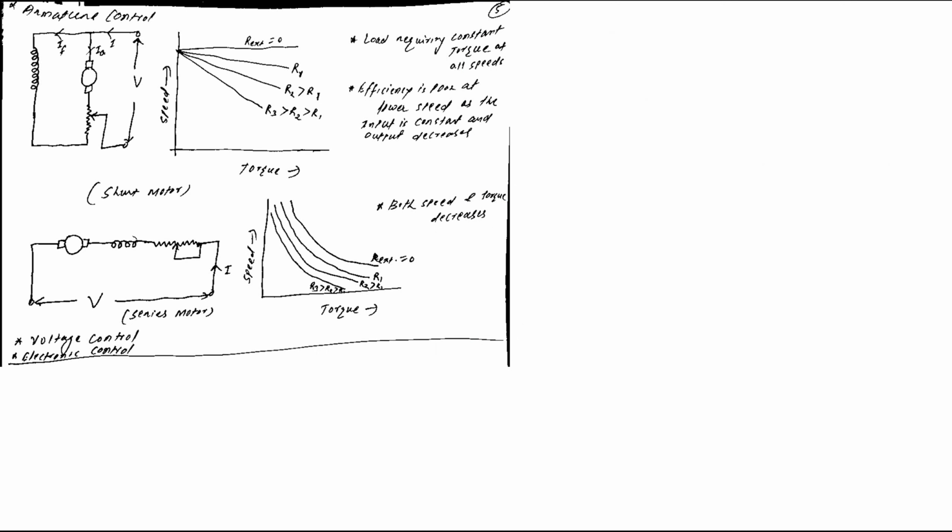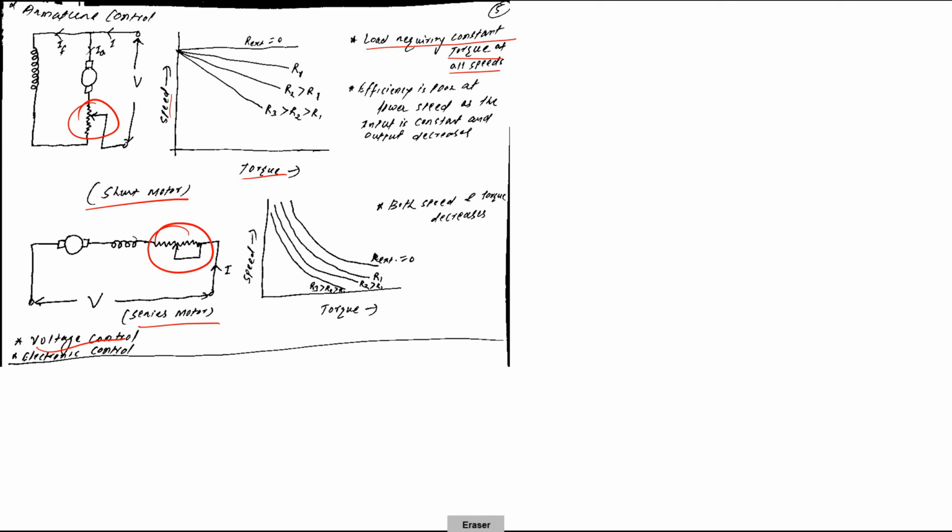Now we have armature control, for the shunt motor and for the series motor. We can also control the speed using the speed torque equation. We know that we can control the speed using resistance also, so we are going to control the resistance here.